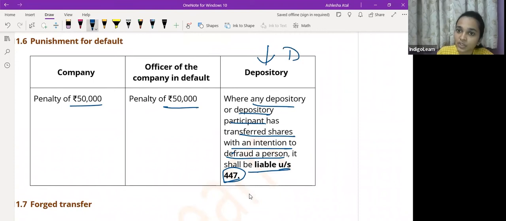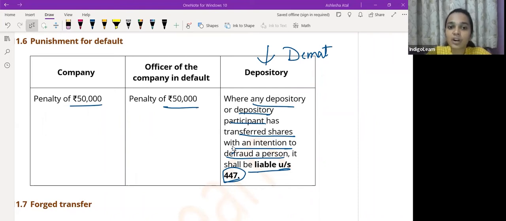Depository will come into picture in a situation where there is transfer of dematerialized shares. So if securities in dematerialized form are being transferred, in that situation the company will have to inform the depository of such transfer and such transfer shall be registered by the depository. But if any depository is registering a transfer with an intention to defraud, meaning someone is registering a transfer with the intention of fraud, then in that situation the depository and the depository participants would be liable under section 447 of the Companies Act. 447 talks about punishment for fraud.